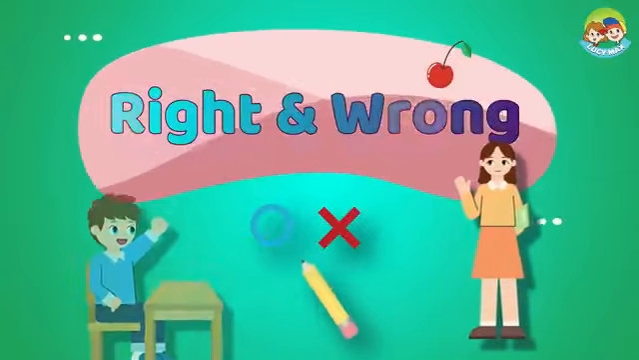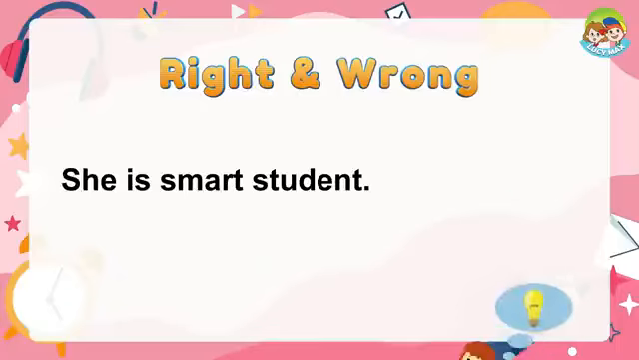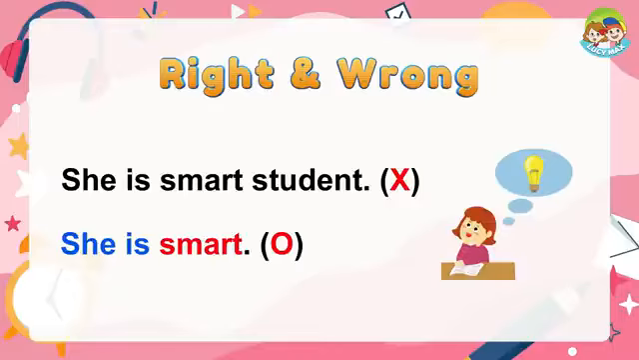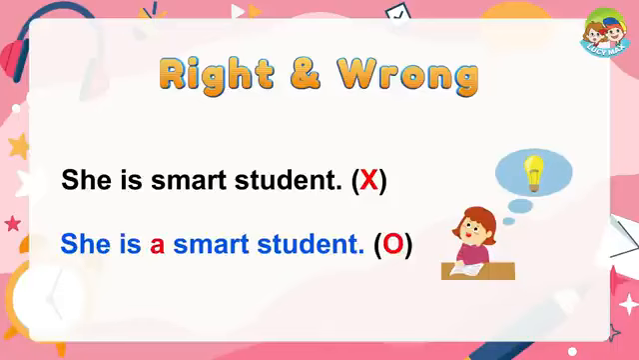Right and wrong. Now look at the right and wrong section. She is smart student. There is no article for student. So you just say, she is smart. She is smart student. There is no article. If we put an article in there, it becomes she is a smart student.